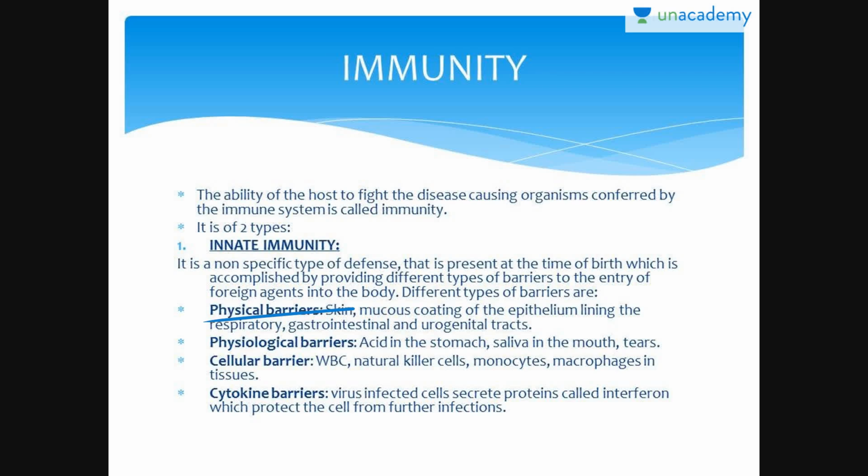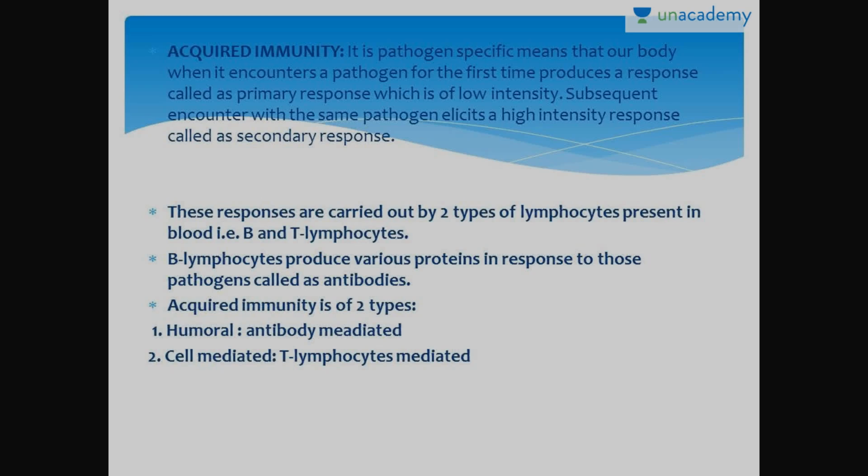The second one is the physiological barrier. Physiological barriers would mean things like acid in the stomach, saliva in the mouth, and tears. Then there is the cellular barrier, like WBCs, natural killer cells, monocytes, and macrophages in the tissues. The second last barrier is the cytokine barrier, which includes virus-infected cells secreting proteins called interferon, which protect the cell from further infections.